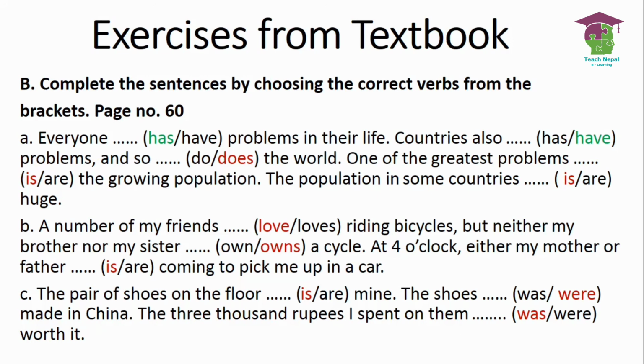Number C, the pair of shoes. The pair of shoes on the floor, so it's referring to the pair, so is. The shoes were, referring to the shoes. Then the 3,000 rupees I spent on them was, right? A collective sum takes a singular verb.